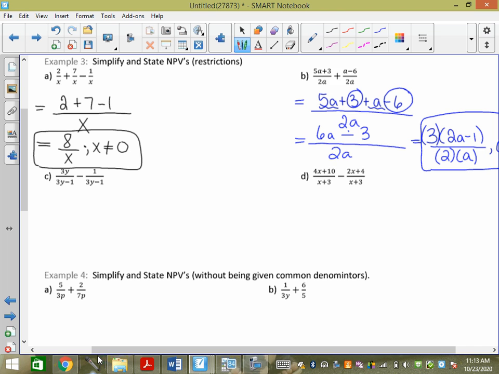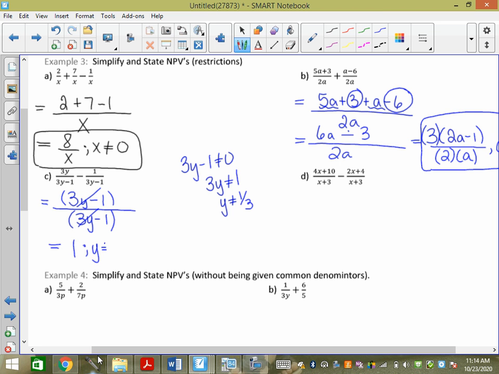All right. For C, we're going to write it all over 3y minus 1. And then we have 3y minus 1. Now C is actually going to completely cancel, but before it completely cancels, I need to state my non-permissible values. So I have to go 3y minus 1 cannot equal 0. 3y cannot equal 1. y cannot equal a third. So many people on the test will tell me y can't equal 1. You can't just move it over if there's a number in front, right? You actually have to solve it out. And these cancel, and when they cancel, we're actually left with a 1. y cannot equal a third.